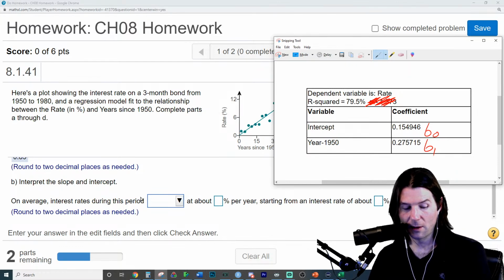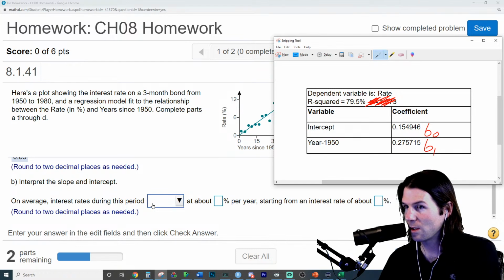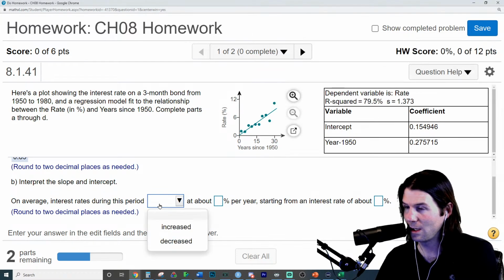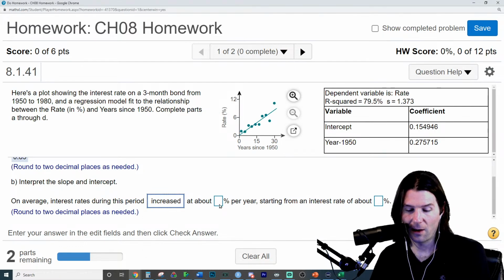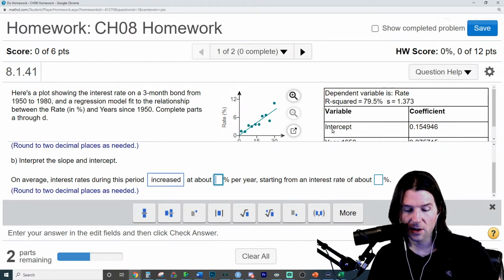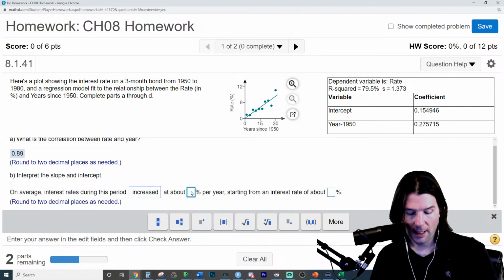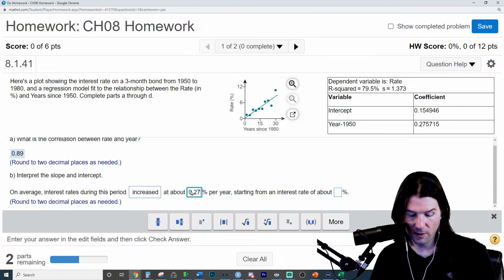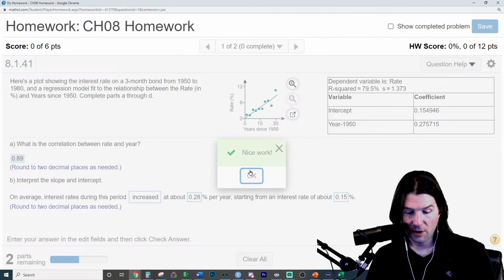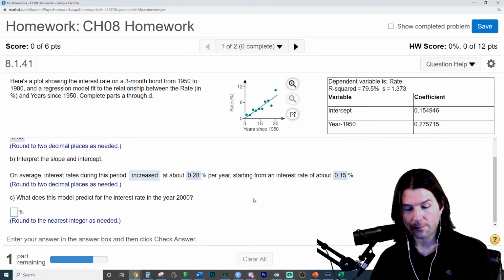So interpret the slope and intercept. On average, the interest rates during this period increased at about, and that's going to be the slope value right here, about 0.27. And what does it want? 2 decimals. Sure. Starting from an interest rate of about this right here. 2 decimals. There's some interesting rounding on that. I was a little worried.